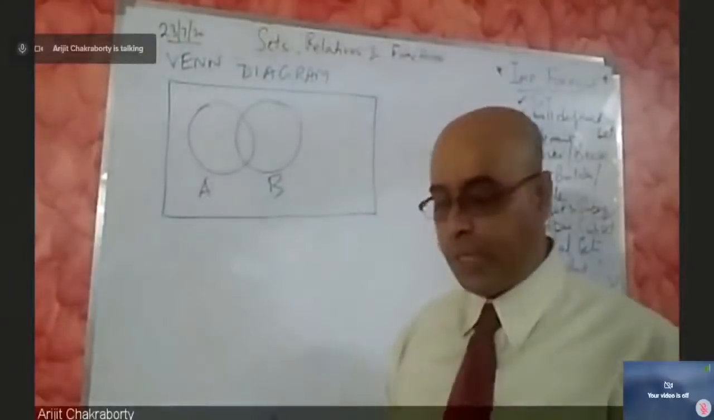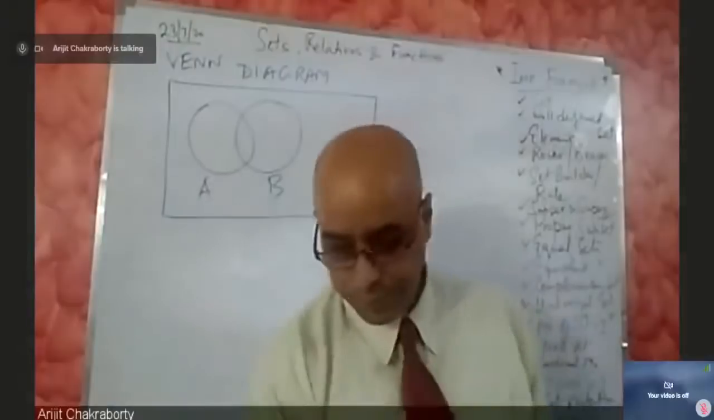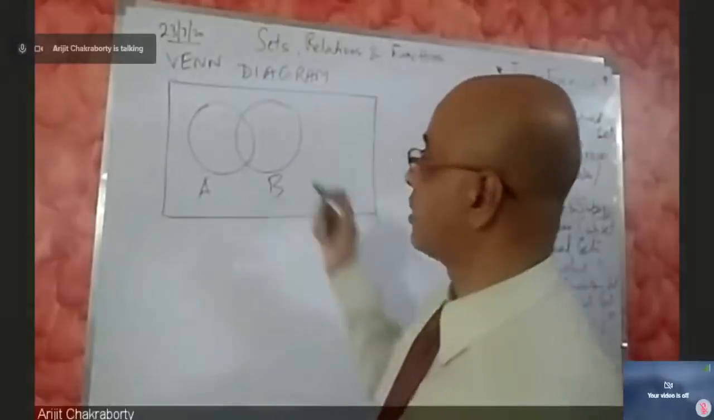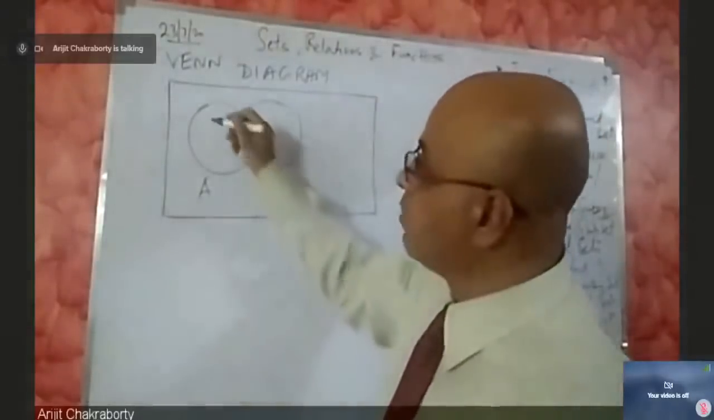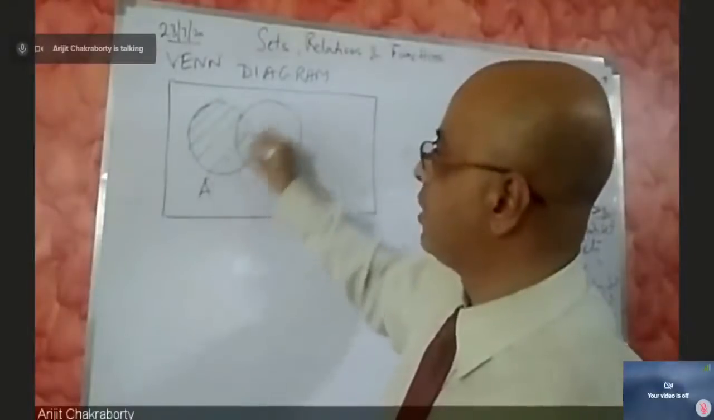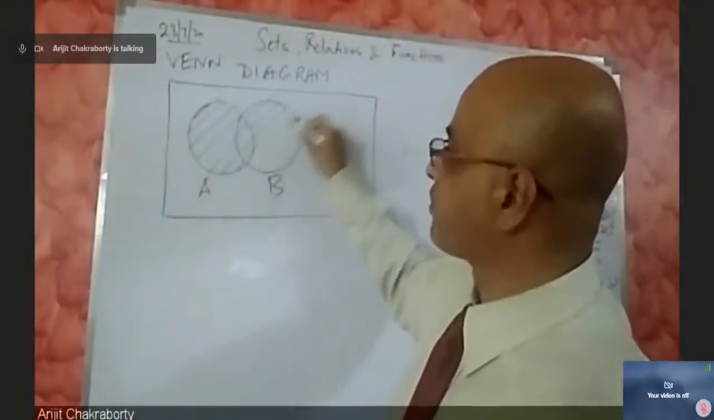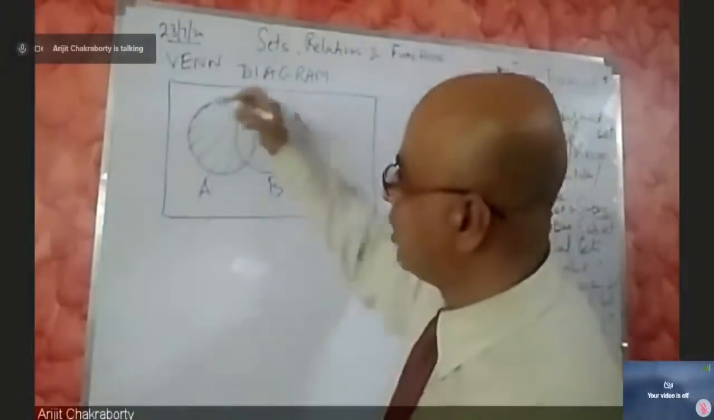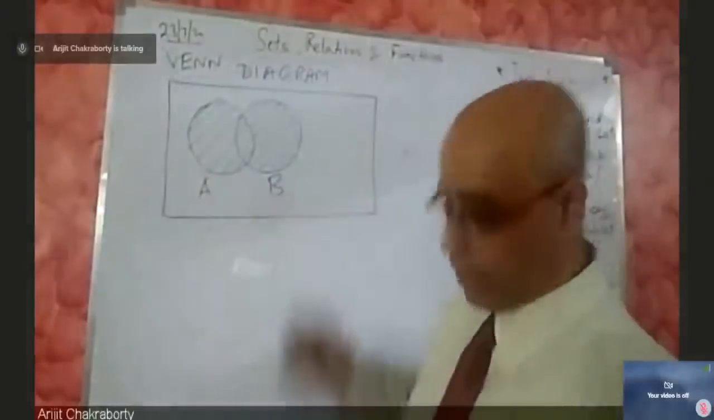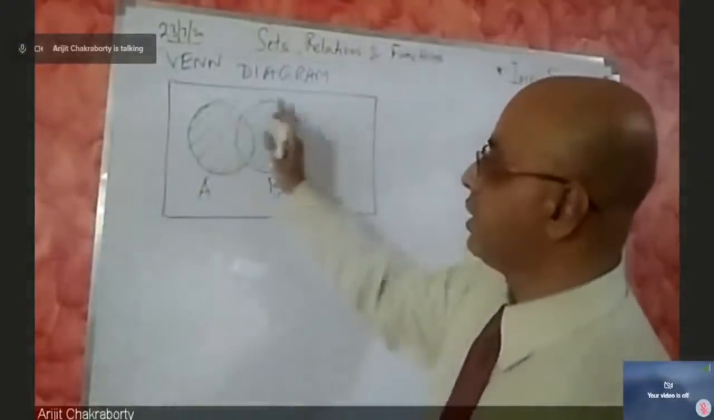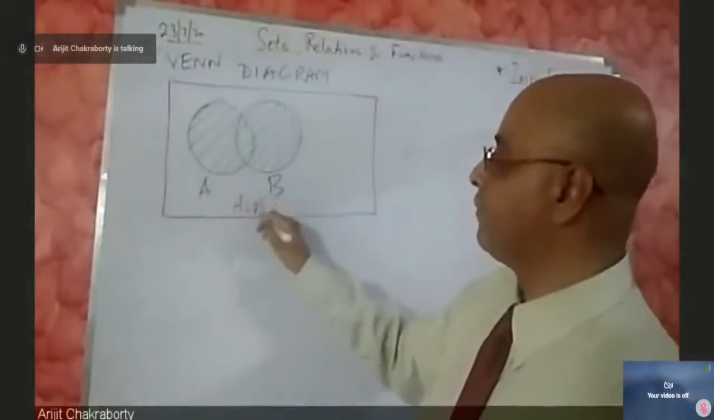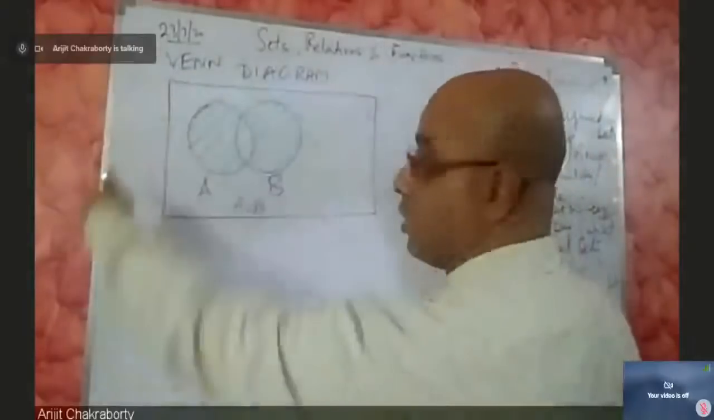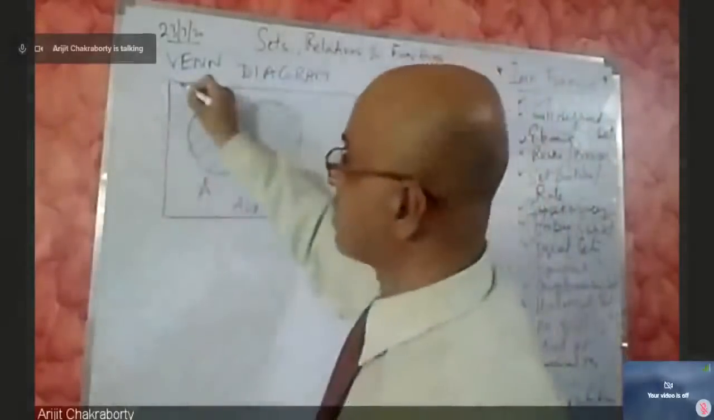A union B means, I will color it. First I will color A union B. A union B means everything which you see here. This is A union B. That means A union B means the entire region here. The region outside A and B is the universal set. This full rectangle which you see is the universal set S.